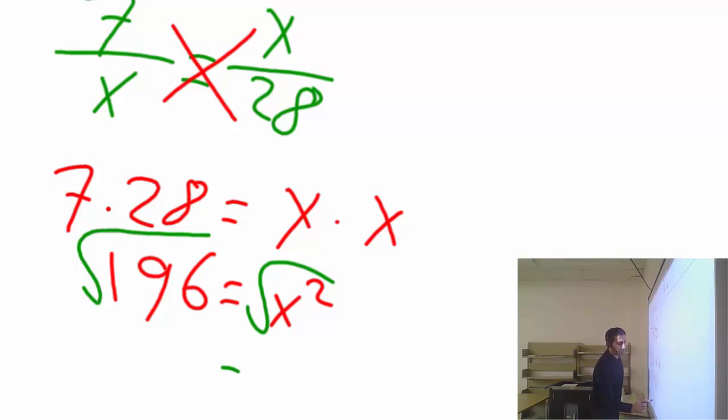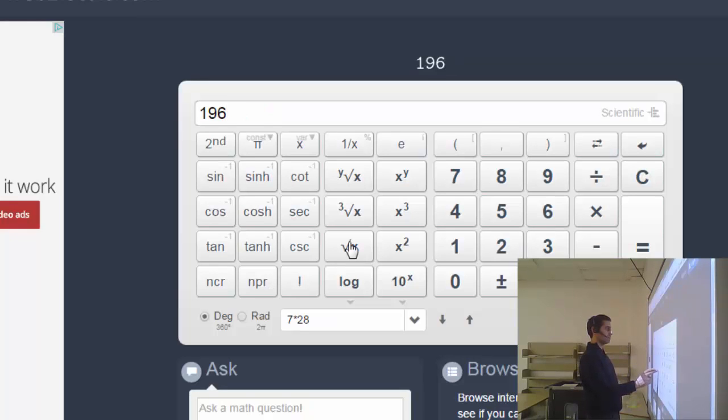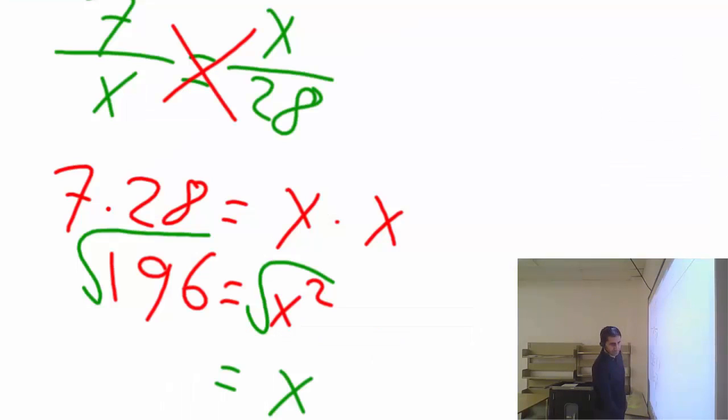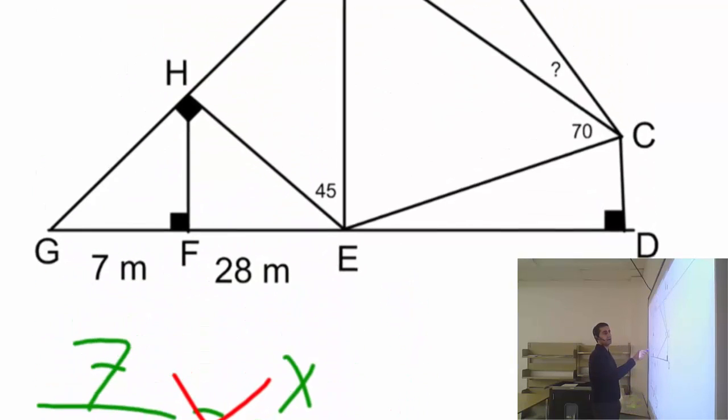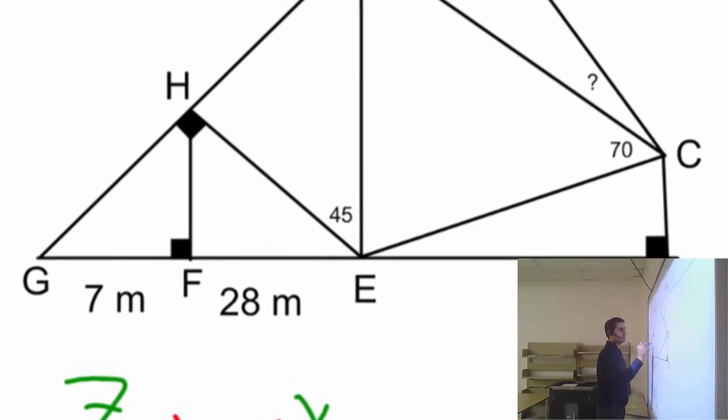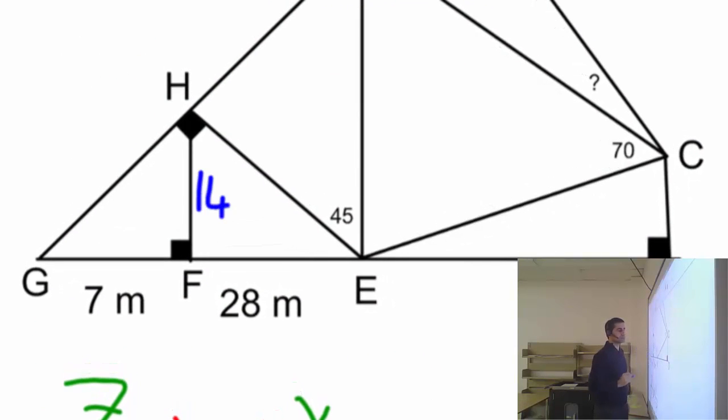So let's take the square root. Now this is not x squared anymore. It is x, and the square root of 196 is 14. Let's use the blue color here. So 14. I find out this is 14. So now I got this information.